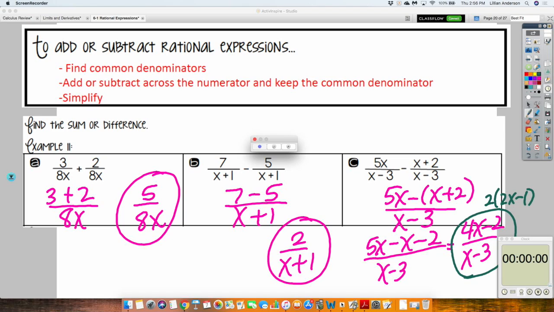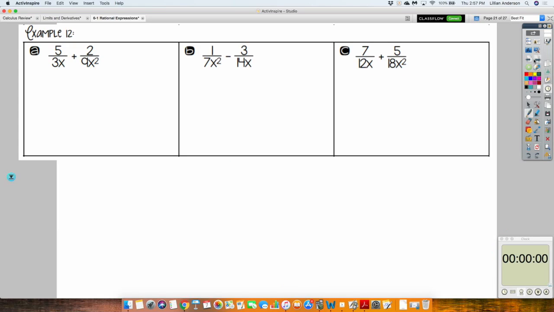Okay. You can leave it as 2 parentheses 2x minus 1 over x minus 3. But if it doesn't cancel, then leaving it like that would suffice. Questions? If they're not like, okay, starting off pretty easy.